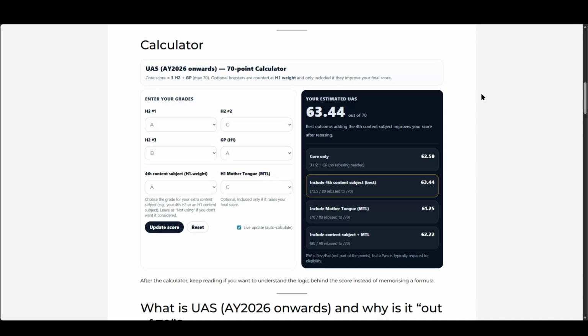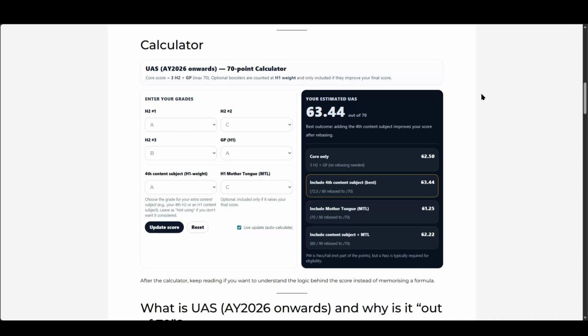Some people think taking 4 H2 subjects must always give a better score. Others assume that adding mother tongue will definitely help. But this is not always true, because once you add extra components, the score has to be rebased before you can compare it fairly. So what this calculator does is very simple and very useful.